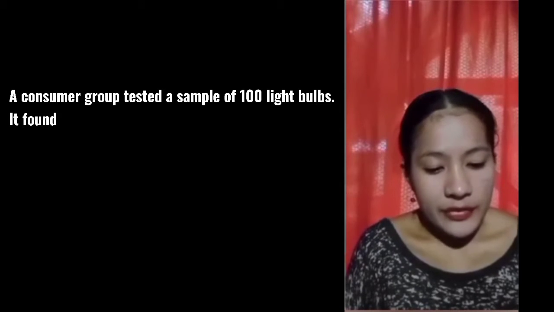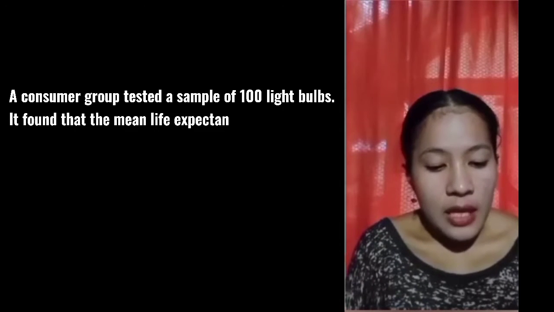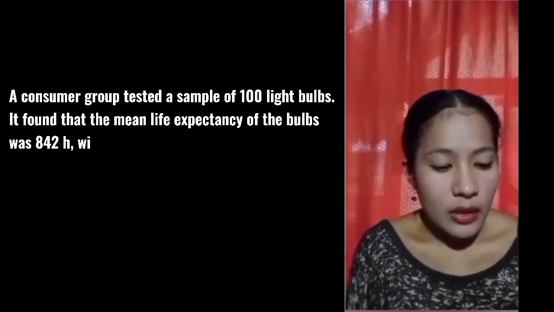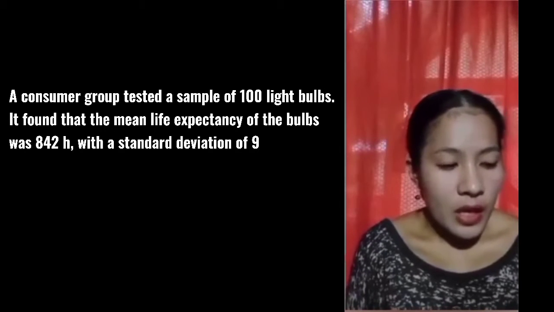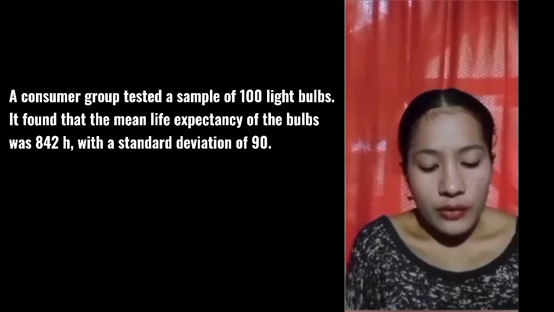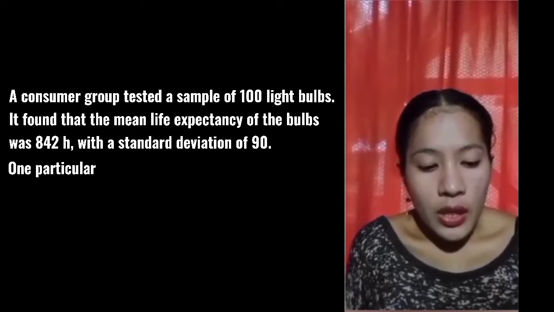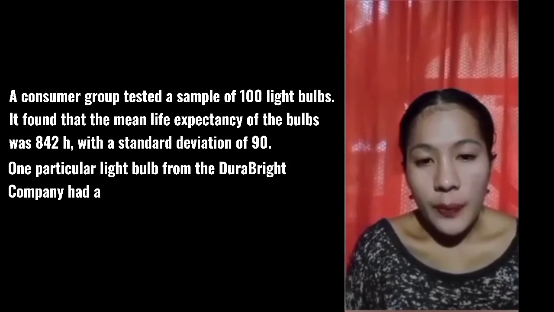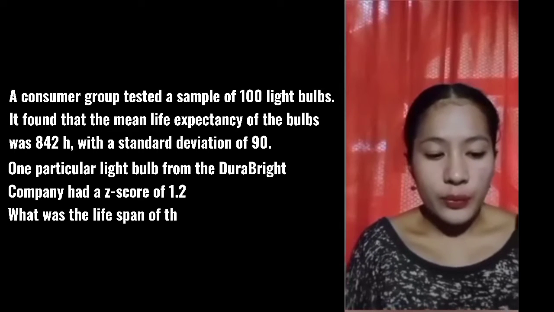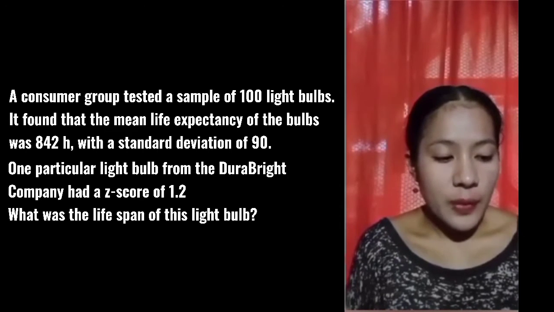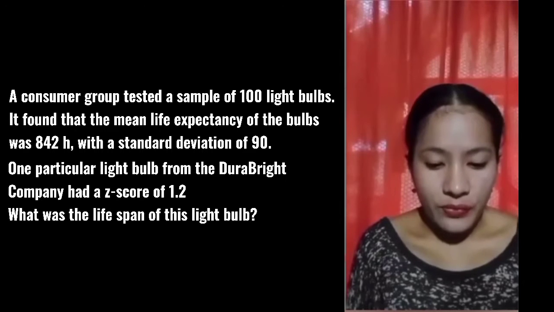This is an example of using Z-scores. A consumer group tested a sample of 100 light bulbs. It found that the mean life expectancy of the bulbs was 842 hours, with a standard deviation of 90. One particular light bulb from the Durabright company had a Z-score of 1.2. What was the lifespan of the light bulb?